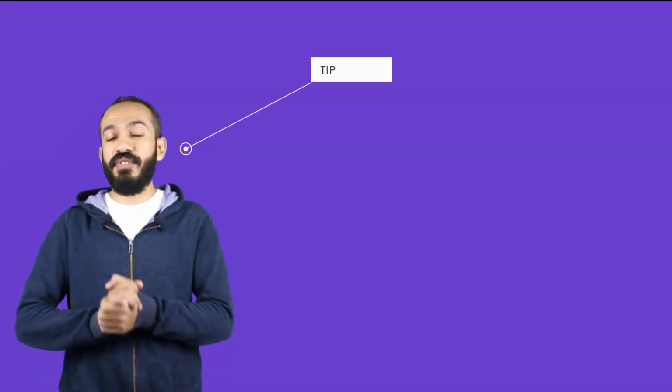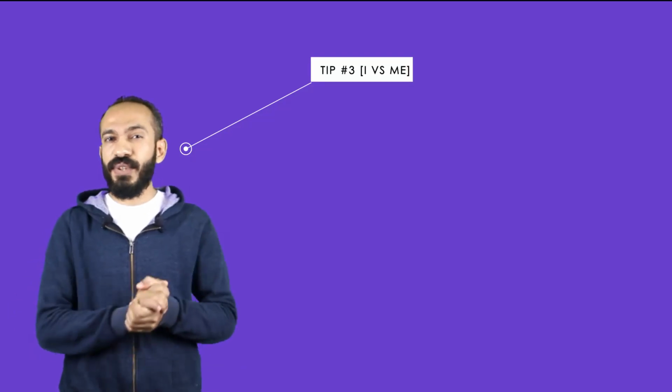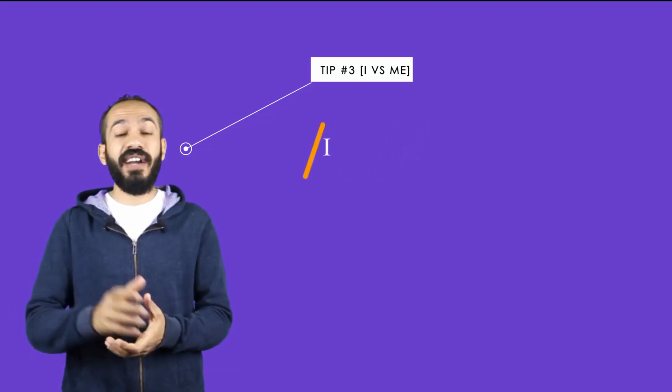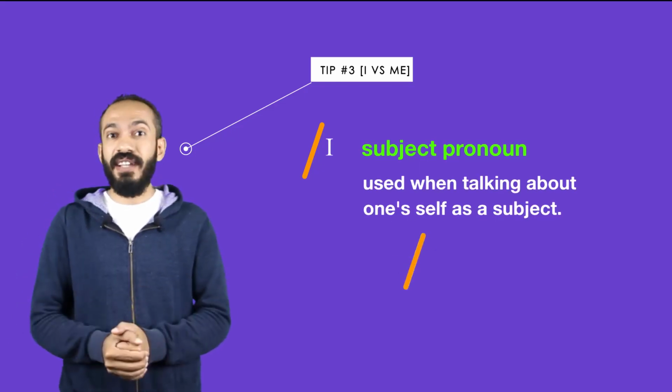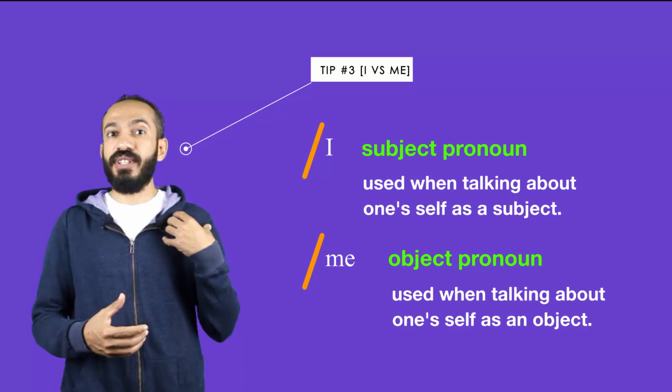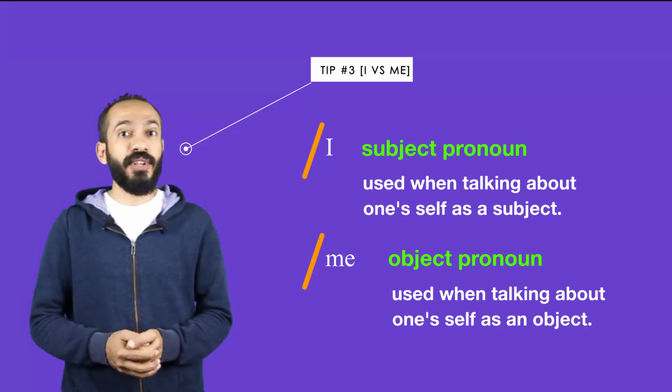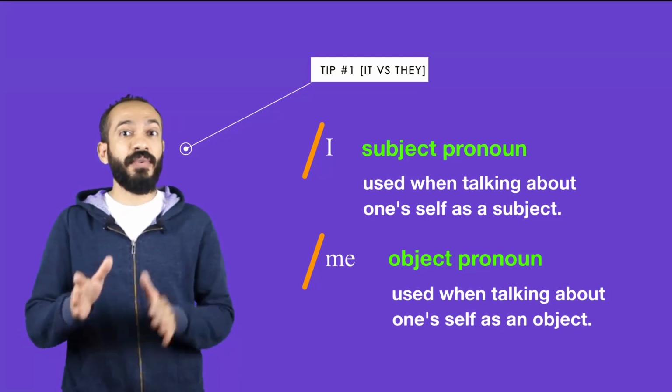Third trick is about using I and me. Sometimes it could be a little bit tricky. So remember, I is a subject pronoun when you're talking about yourself as a subject. Me is an object pronoun when you talk about yourself as an object. But don't worry about it, there's a whole other video about I and me. Well, that's pretty much everything you want to know about subject and object pronouns.